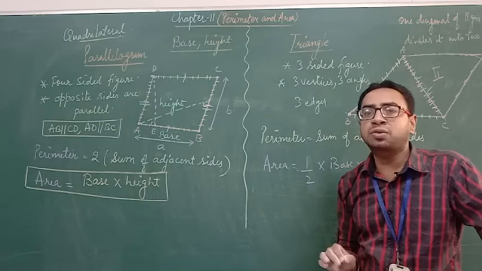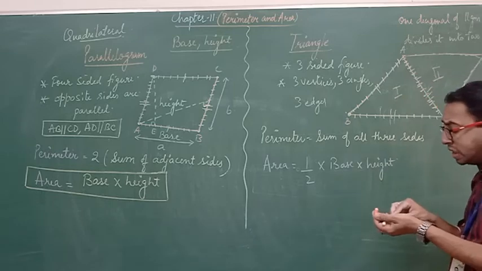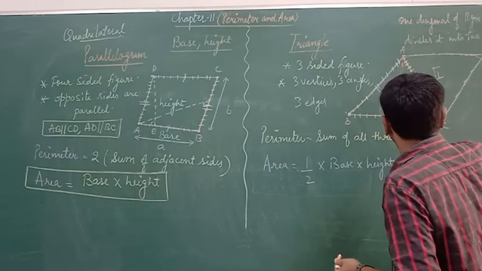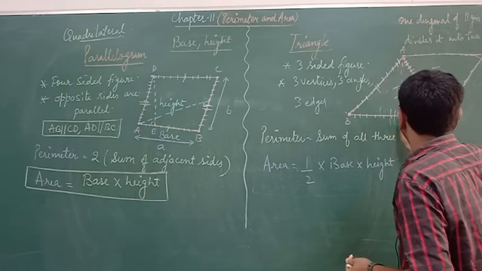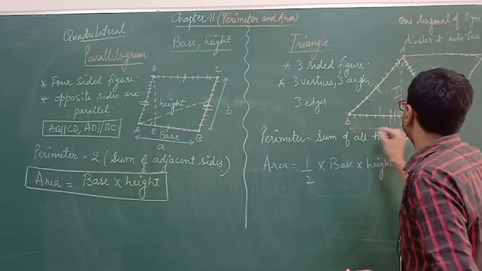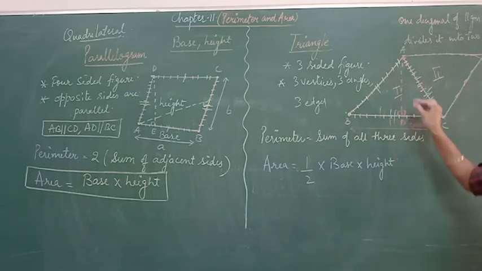Are we clear with this confusion? For this formula, we need 90 degrees. So we'll draw one altitude, and wherever we drop the altitude, it is always called base. So half into base into height. This is h, height. Are we clear?